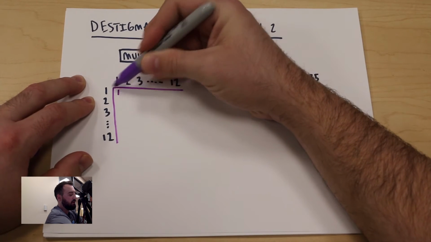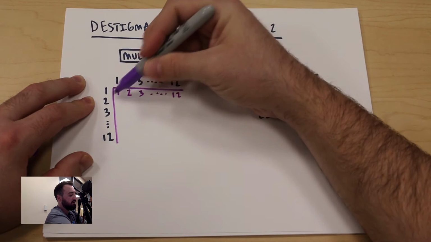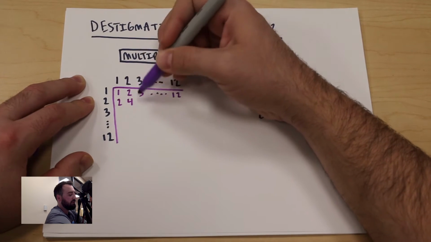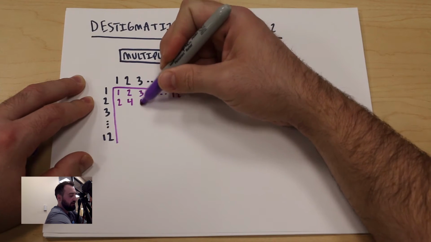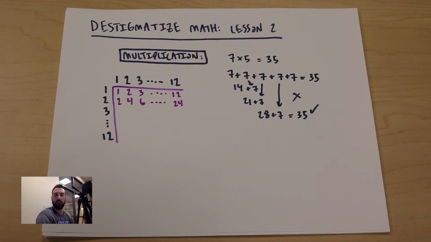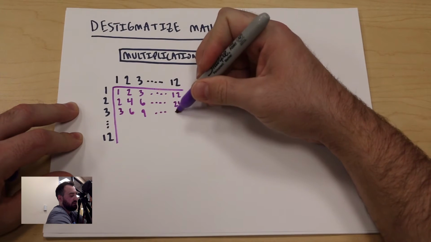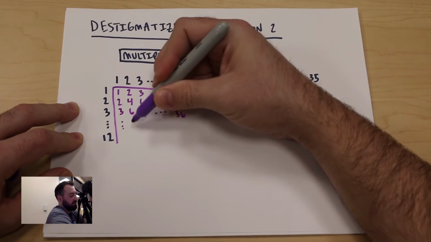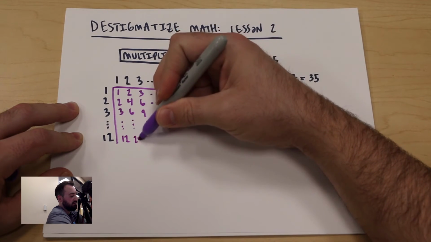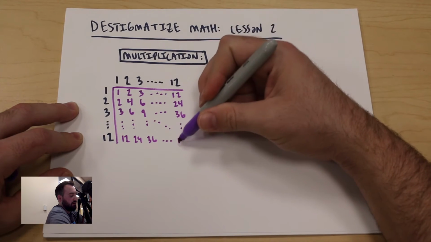1 times 1 is 1. 1 times 2 is 2. 1 times 3 is 3. All the way down to 12. 2 times 2 is 4. 2 times 1, 2 times 2, 2 times 3 gives me 6, all the way down to 24. And so what you end up with is this multiplication table. Well, I'll just do the 3's: 3, 6, 9, up to 36. And this goes all the way down in every direction up to 12 times 1 is 12, 12 times 2 is 24, 36, and then 12 times 12 is 144.